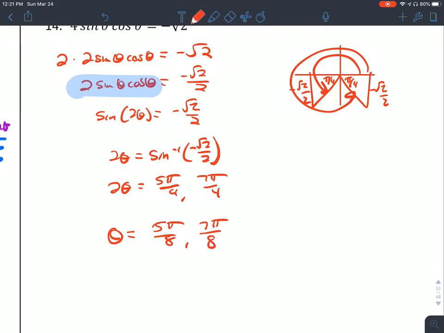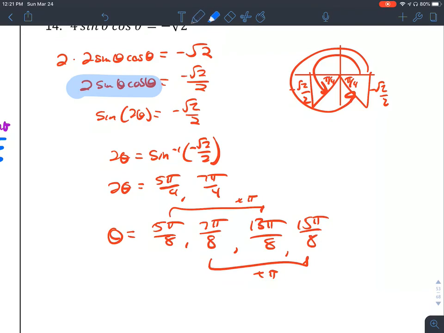Now this is only half my answers because since the original angle was 2 theta, it means I can fit 2 full periods between 0 and 2 pi. So if the directions, which are poor in this case, said what they had been saying, find the answers between 0 and 2 pi, I would add pi to this answer, which is going to be 13 pi over 8. I would add pi to this answer, which is going to be 15 pi over 8. So those are my 4 answers for this.